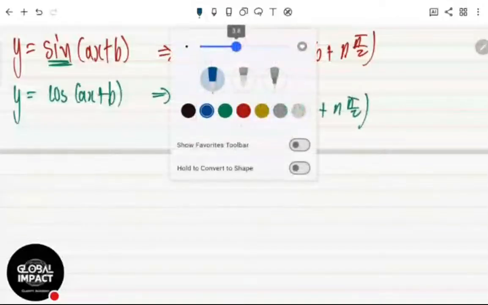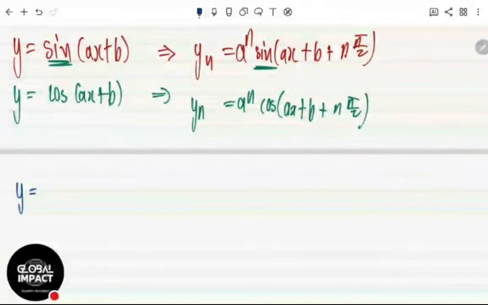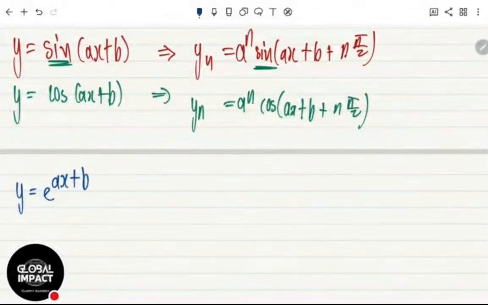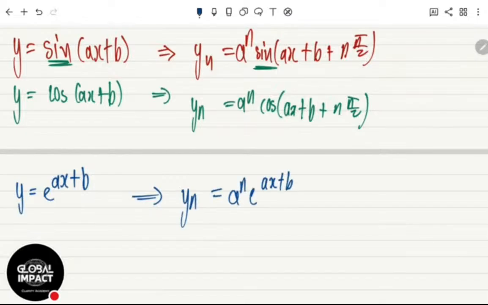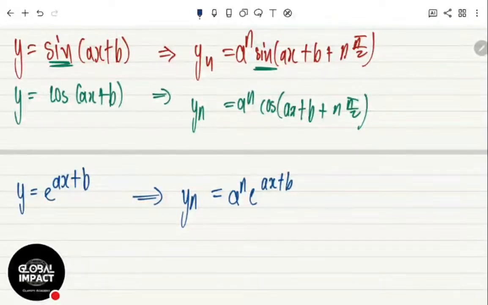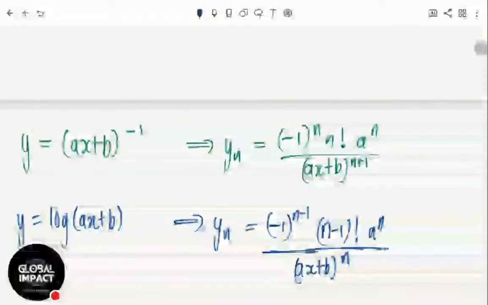Anyway, we now have the last one, when y is e to the ax, or e to the ax plus b even. You're going to have your yn being a to the n e to the ax plus b. So yes, this is the situation which we have. Now let's go back to our question.